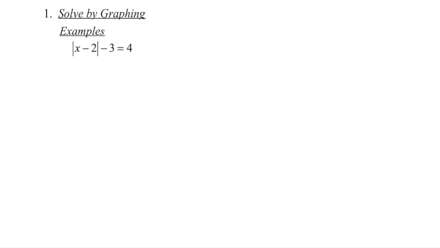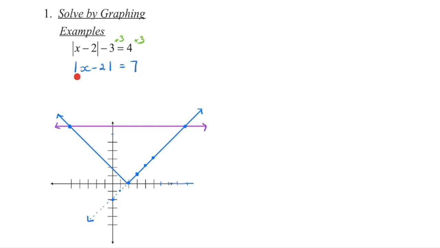So the first thing we want to do is to isolate this absolute value piece. So I'm going to remove that negative 3 by adding 3 to both sides. That's going to give me now the absolute value of x minus 2 is equal to 7. I can then go ahead and graph each of these pieces. So I know that 7 is just going to be a horizontal line crossing the y-axis at 7. And then we also know how to now graph an absolute value piece. So this 7 is just my horizontal line there.